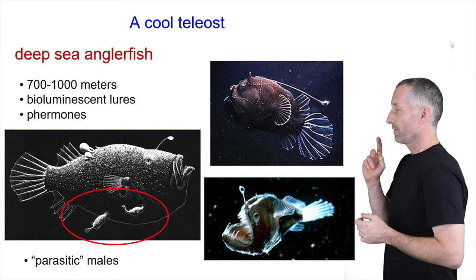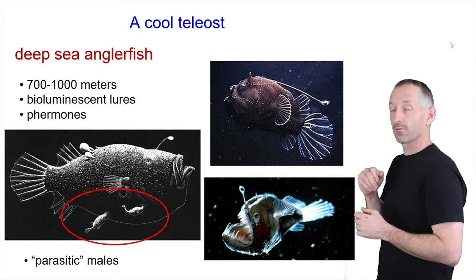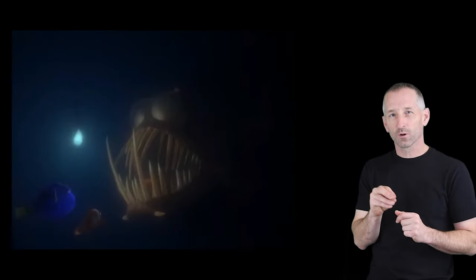Now, one of the branches within the actinopterygians is the teleost fishes, and this is where you see a massive diversification of all different kinds of fishes. I don't have time to tell you about them all, so let me just simply give you a couple of cool examples of the diversity of teleosts. These include, for instance, the deep sea anglerfishes, which can be very deep, and they have these bioluminescent lures.